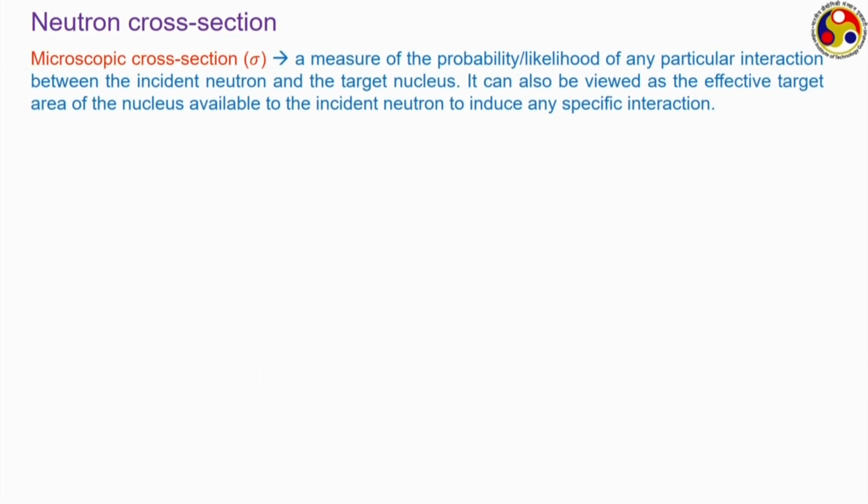And while the energy level of the neutron we have already discussed, the property of the nucleus that is very relevant here is called a neutron cross section, which is represented by the small sigma letter. It is actually a measure of the probability or likelihood of any particular interaction between the incident neutron and the target nucleus. That is, when a neutron collides with a nucleus, what is the probability of having either of the 5 types of interaction that we have discussed in the previous slide, that is given by this microscopic cross section.